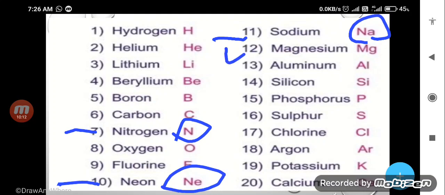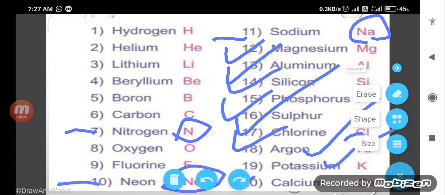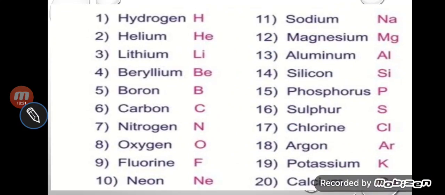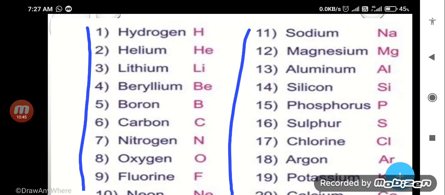And then similarly magnesium Mg, aluminum Al, silicon Si, phosphorus P, sulfur S, chlorine Cl. First letter is a capital, l is a small letter. Argon, potassium, and the last one is calcium. So these are the symbols of elements, and already we have discussed the rule for writing the symbols of elements. So please, my dear students, try to write and learn their atomic numbers in sequence, 1 to 10 and 11 to 20. You have to learn the names of the elements with their atomic numbers and symbols from 1 to 20.